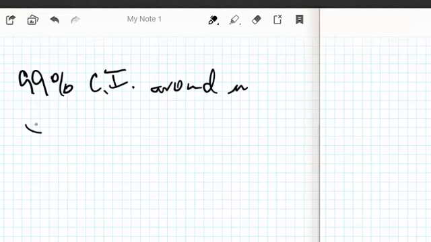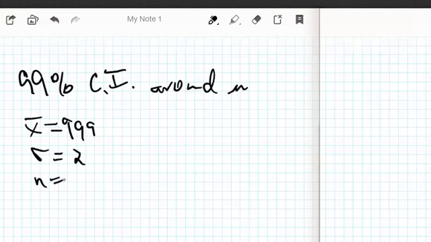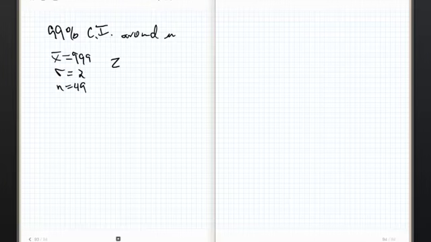All right, so let's see, what did we say? We said x bar equals 999. We said that sigma, which we have to have, equals 2. We said that n equals 49. Now what we need is z alpha halves for a 99% confidence interval.